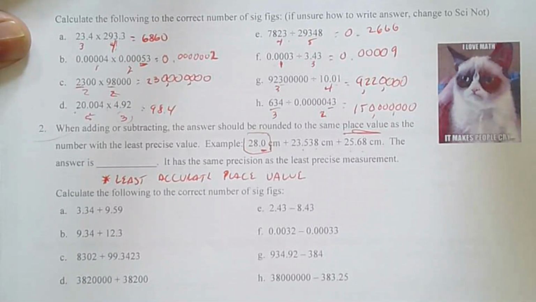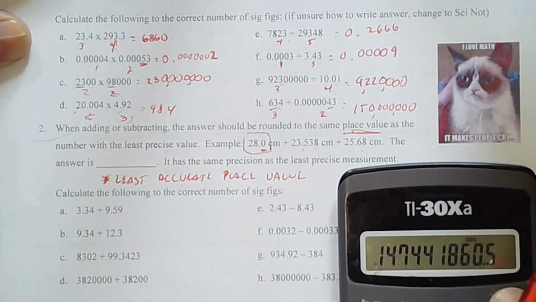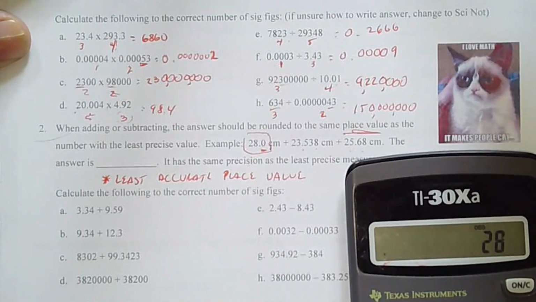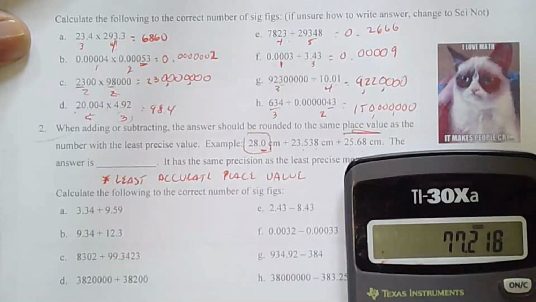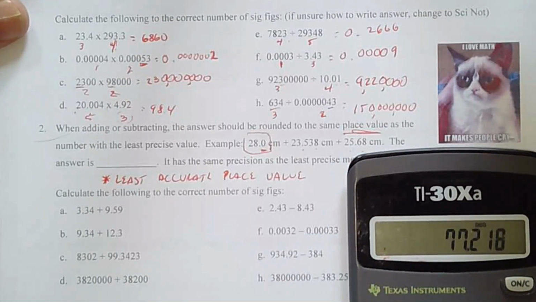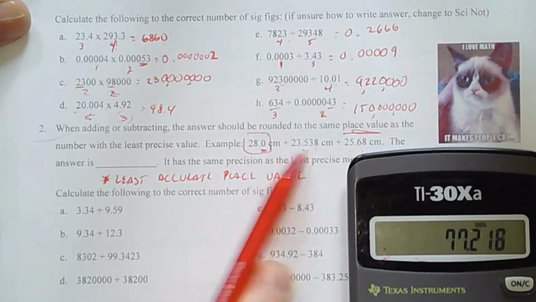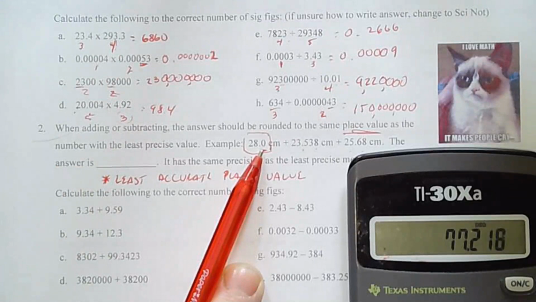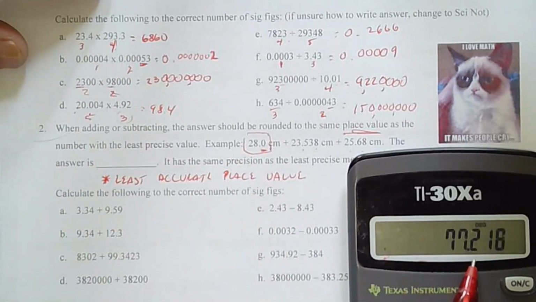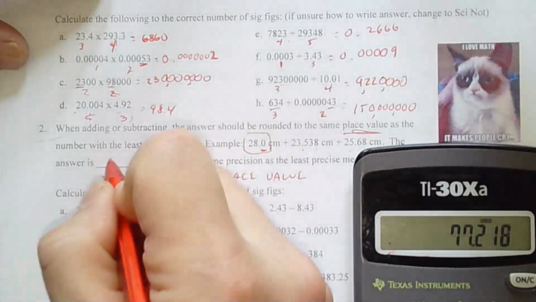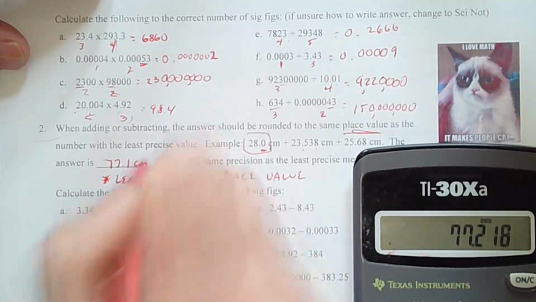So when we add these 3 values together, we have to round to the nearest 10th spot. So 28.0 plus 23.538 plus 25.68. Your calculator says 77.218. But since there's decimal places in all 3, we have to go to the least number of decimal places, which is 1. So we're going to round it to the nearest 10th, which is 2. We look behind, it's a 1, so we're just going to truncate it. So we'd say it's 77.1 centimeters.